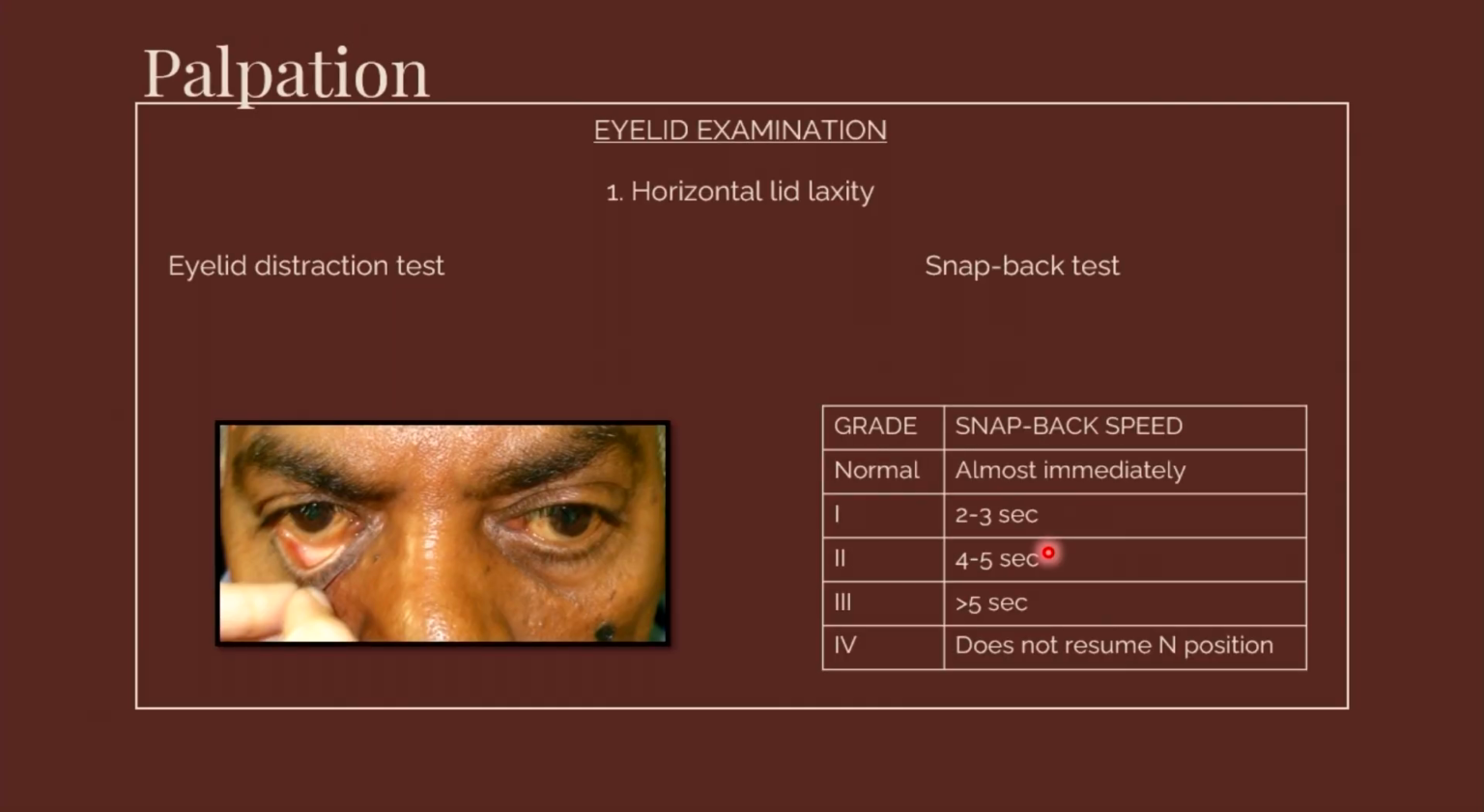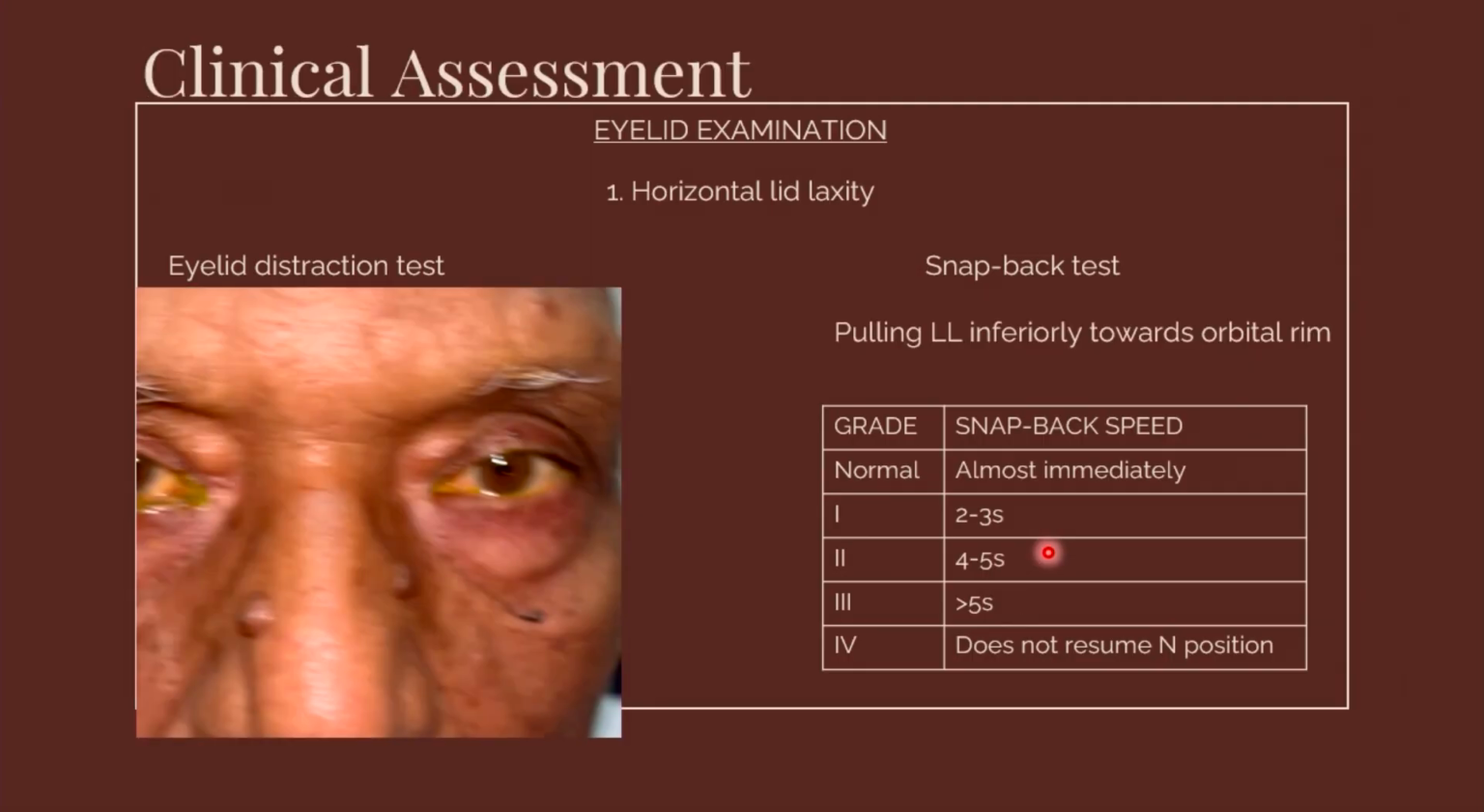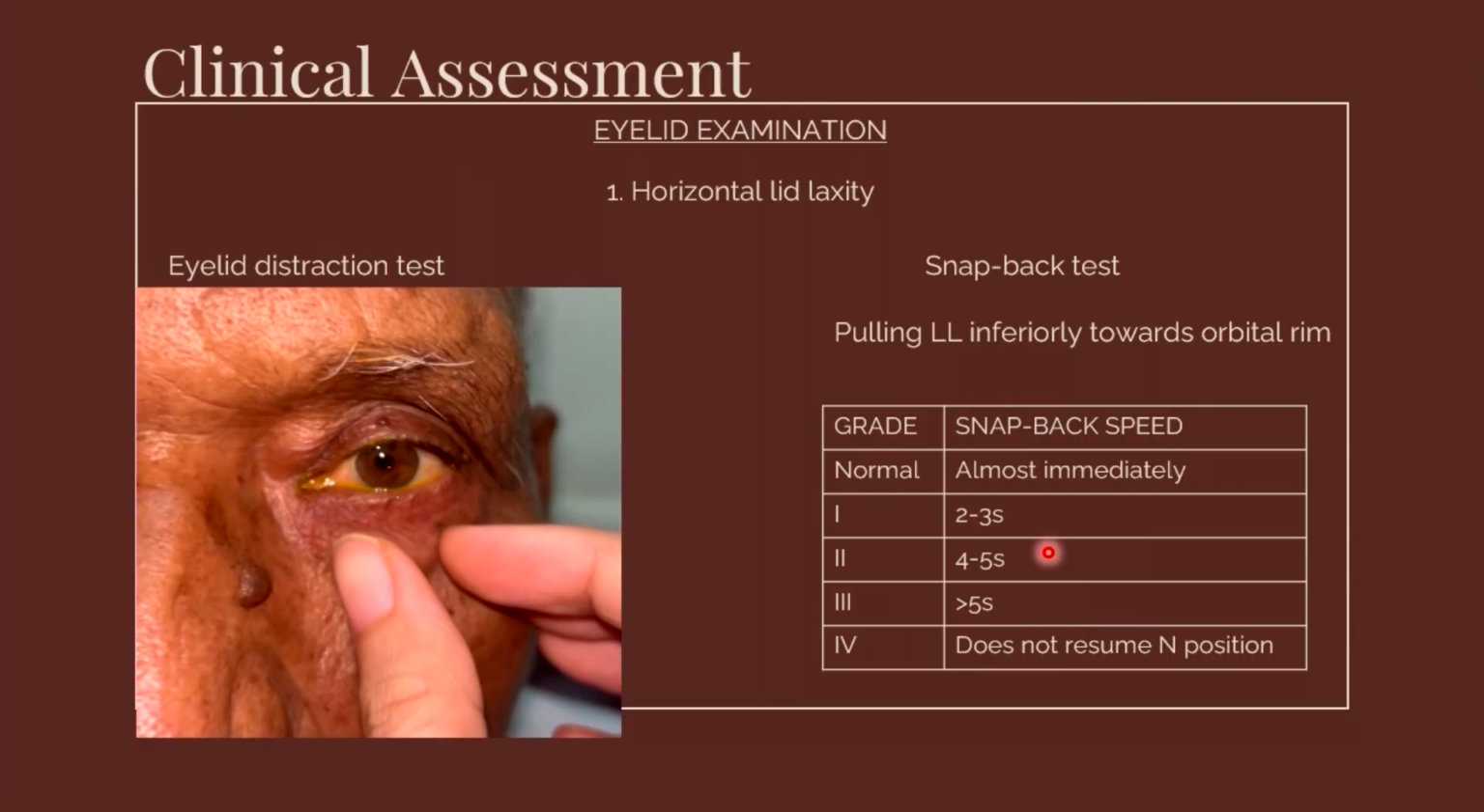Then moving on to palpation, here we are going to examine basically the laxity of the lids. So first we go to the horizontal lid laxity. There are two tests. There is the eyelid distraction test and the snapback test. Eyelid distraction test is where you pinch the lower lid and pull it away from the globe, and we measure how many millimeters it moves outwards. Anything more than 6 millimeters is considered abnormal.